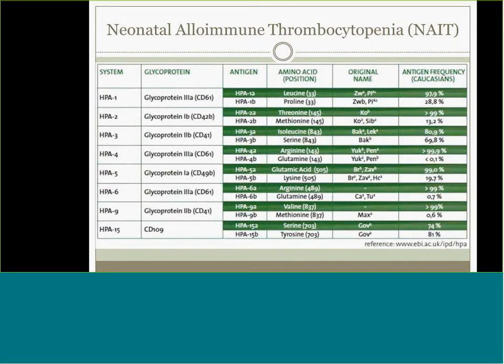These are various HPAs, and there are more, but these are kind of the main ones. So HPA 1 through 5, 6, 9, and 15. And these are the antigenic frequencies. So in Caucasians, you can see that about 98% of people have HPA1 either homozygous or hemizygous on their platelet. But now, I told you that the frequency of NAIT is 1 in 1,000 to 1 in 5,000.